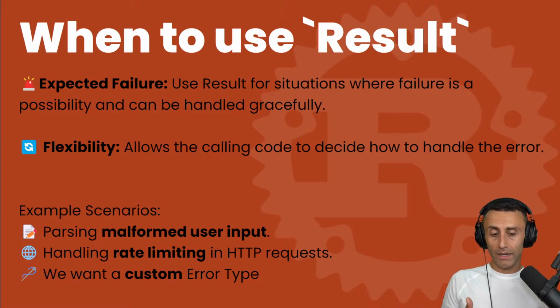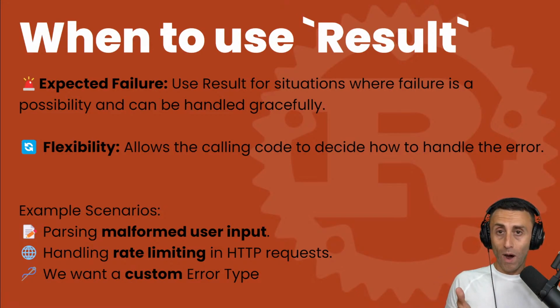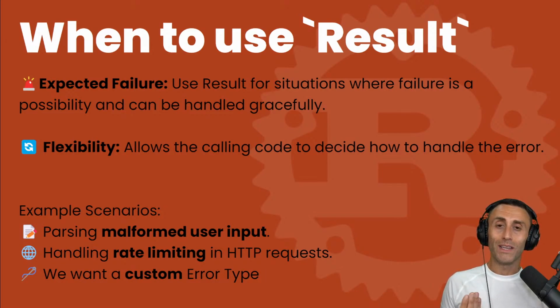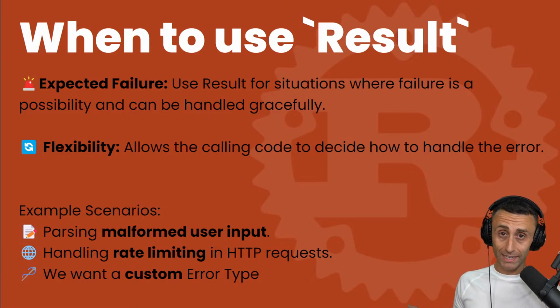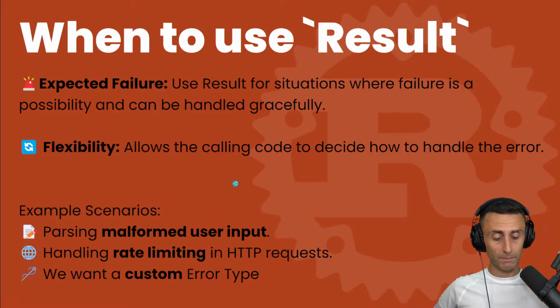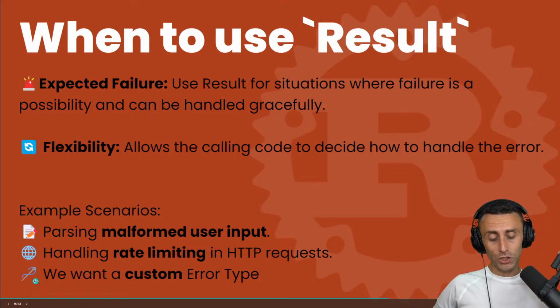We will see now some example scenarios. One is, for example, when we get an input from the user which is not what we expect. Let's say that we expect a number and we get a string. Or for example, if we want to handle some rate limiting in an HTTP request, we will see an example in some seconds. And also, and this is very interesting, is when we want a custom error type. We can create custom error types in Rust.